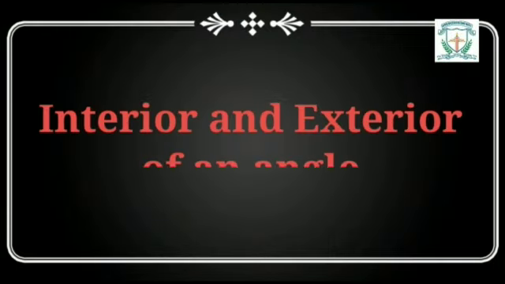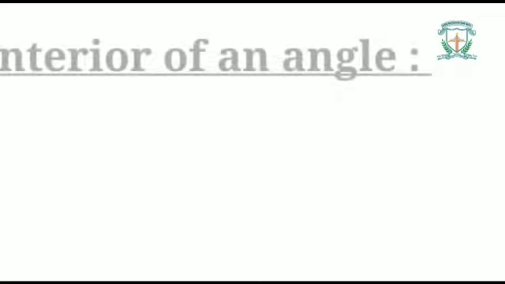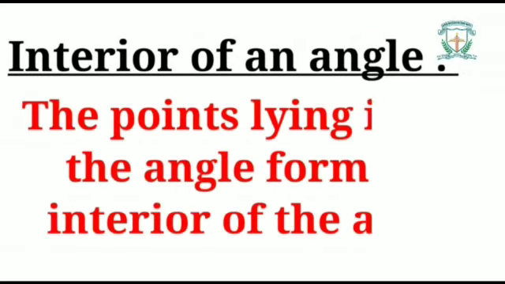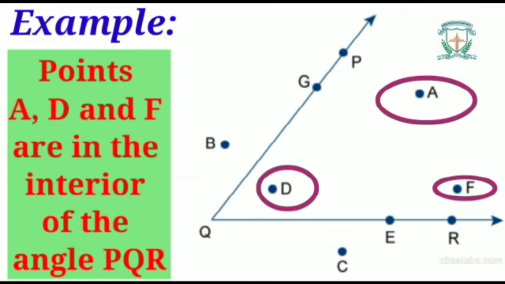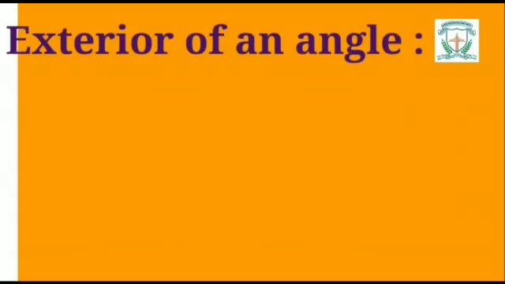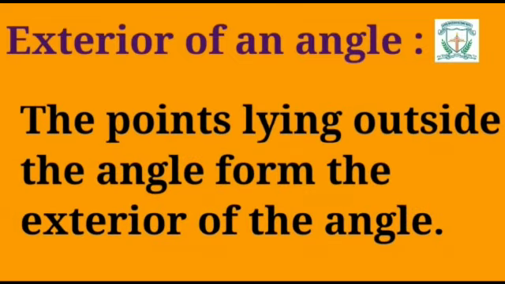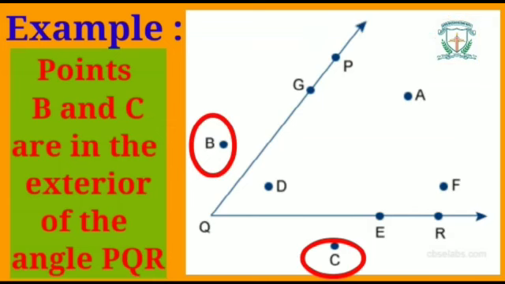Interior and exterior of an angle. Interior of an angle. The points lying inside the angle form the interior of the angle. Example, in the given figure, points A, D, and F are in the interior of the angle PQR. Exterior of an angle. The points lying outside the angle form the exterior of the angle. Example, in the given figure, points B and C are in the exterior of the angle PQR.